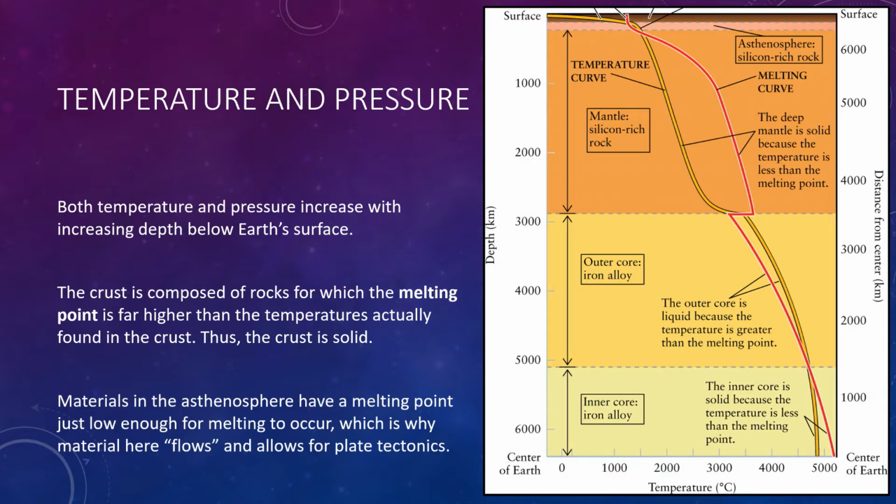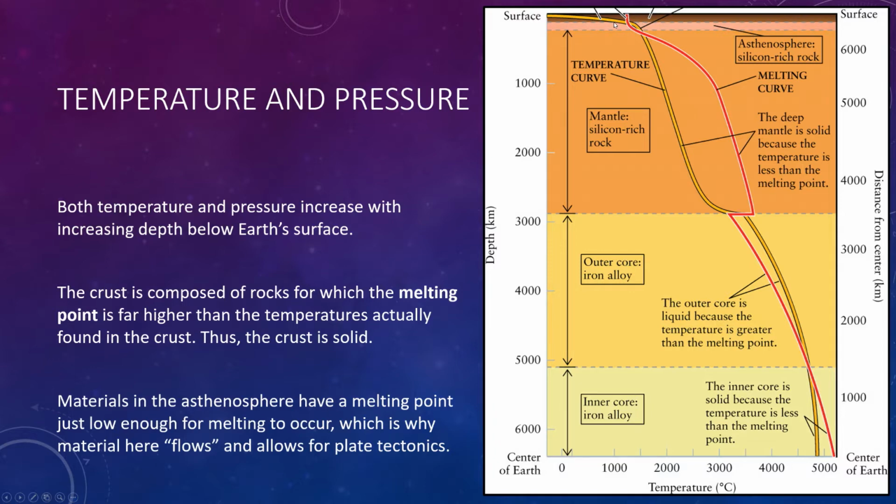So last but not least, I just wanted to include a graph of temperature and the melting point of different rocks throughout the depth of our planet. Both temperature and pressure increase with depth below the surface. The crust is composed of rocks for which the melting point is far higher than the actual temperatures, so they don't melt, and we have a solid crust. Materials in the asthenosphere, which is that semi-fluid layer, have a melting point just low enough for melting to occur, which is why materials can flow in this region.